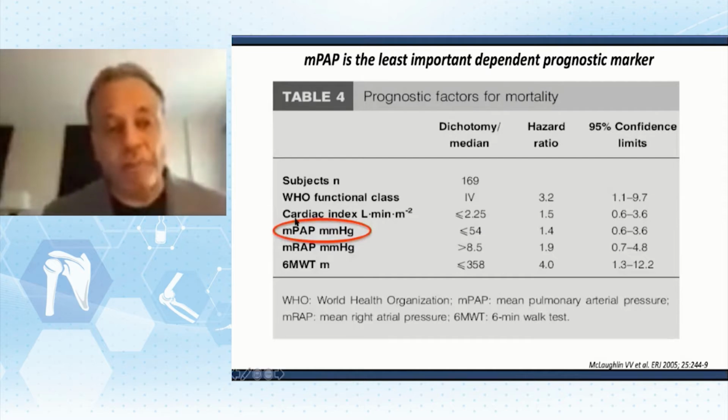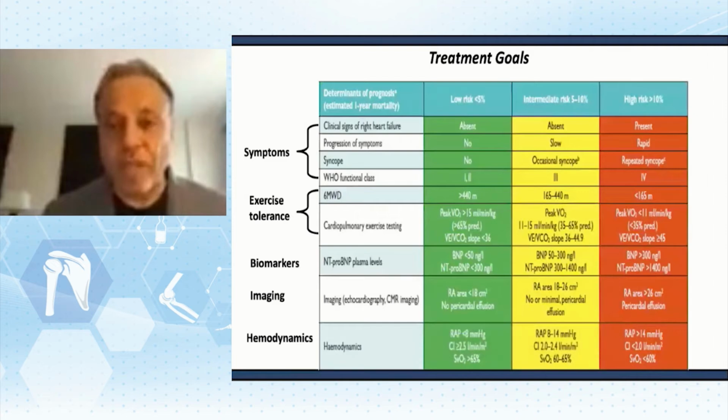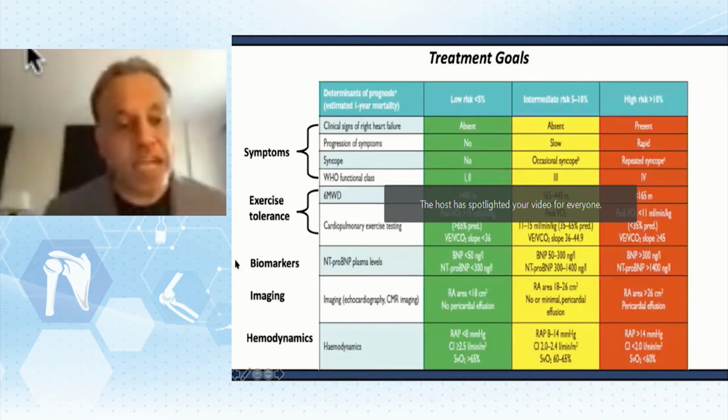And comparing the prognostic significance of pressure compared to other parameters such as function class or cardiac index or 6-minute walk distance, changing the pressure has the least prognostic significance. So the question is then, what is the target of therapy? The target of therapy is to get the patient into the green zone, and that is built on composite endpoints, including the symptoms, exercise, biomarkers, imaging, and hemodynamics.